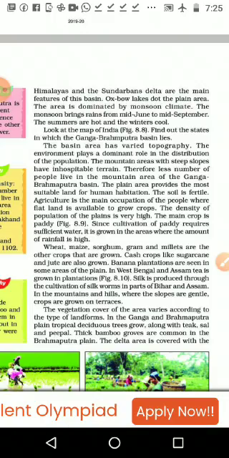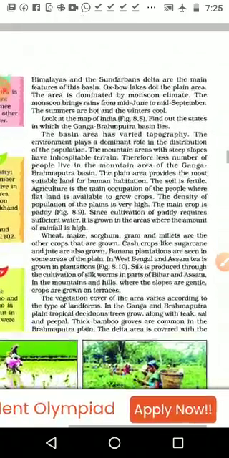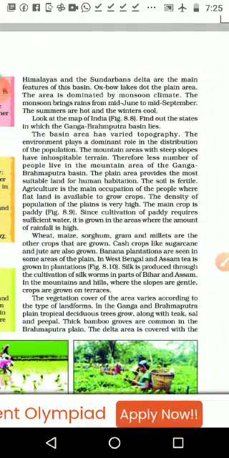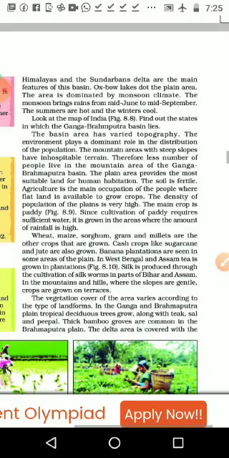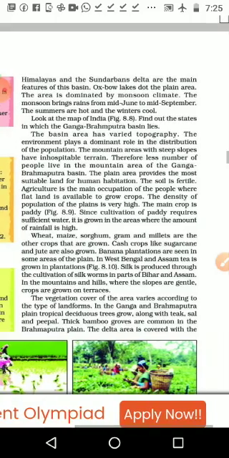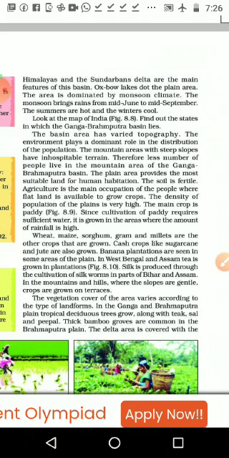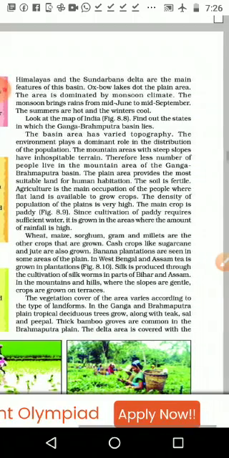The environment plays a dominant role in the distribution of the population. According to the environment, if it is a plain area, the population will be much higher there, and if we go to marshy land, the population will be less because they can't build their houses there. Going to the foothills of the Himalaya is also difficult, and other mountains are also difficult. So in the plain area we can see the maximum population.